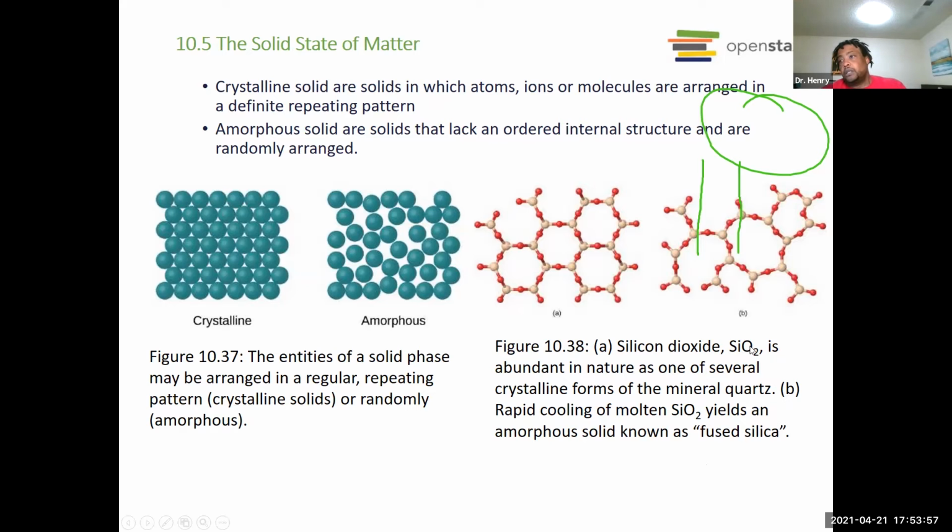Okay. So if we have silicon dioxide in its natural state, it forms a crystalline structure. But if we take silicon dioxide and rapidly cool the molten silicon dioxide, it'll start forming amorphous structures. So it'll be like fused silica, right? And so it's no longer organized. It doesn't have that nice arrangement. It doesn't have that nice crystalline structure.